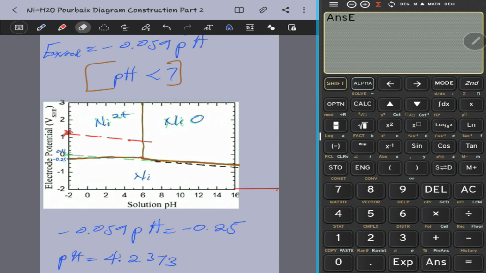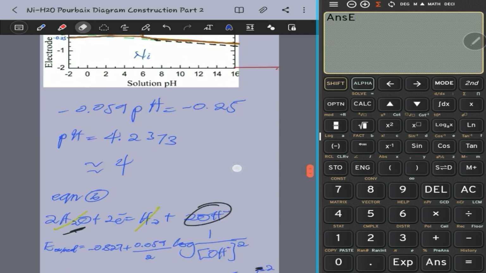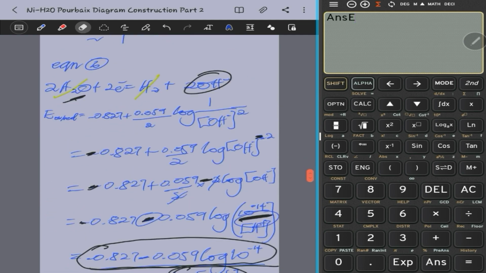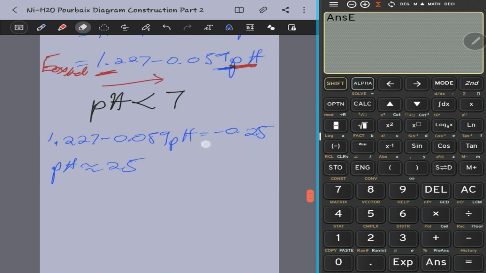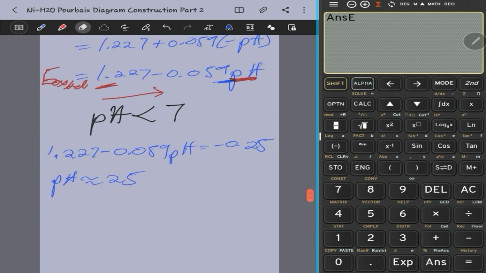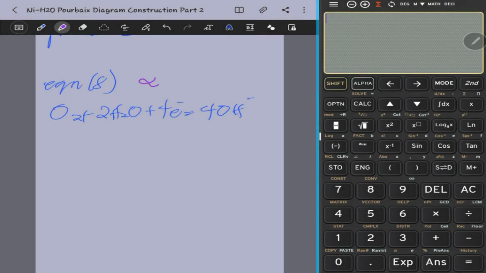Now we are done with reaction equation 7, right? So we're going to reaction equation 8. Reaction 8, we know, depends on E, depends on pH, right? So now we're using this equation, O2 plus 2H2O plus 4e minus to 4OH minus.